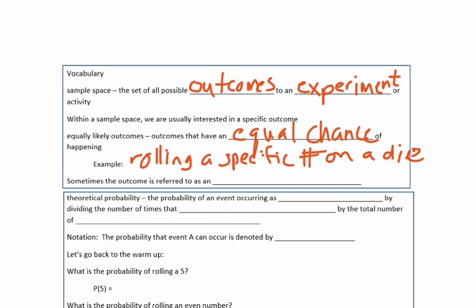Sometimes an outcome is referred to as an event, which again, when you think of an event, you might think of a rock concert or prom or something.